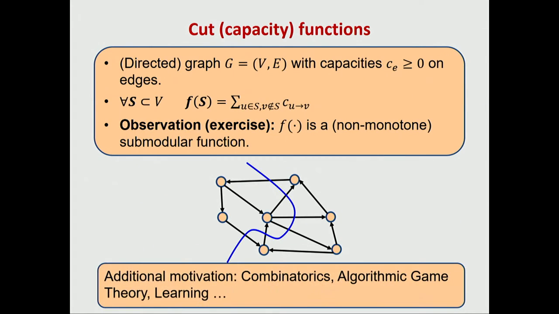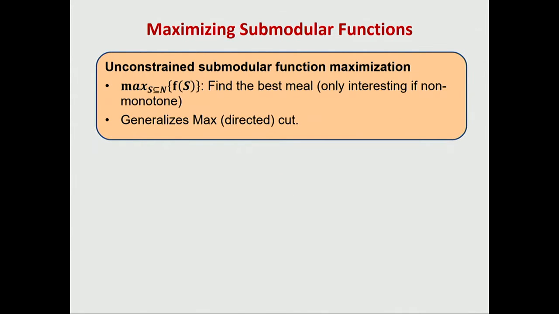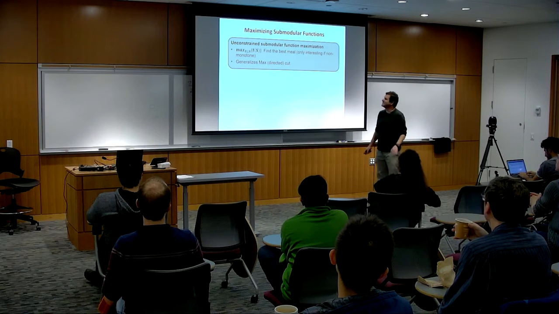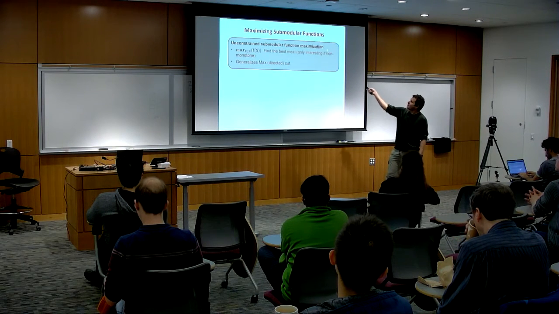So there is a lot of motivation for submodular functions. Most of it I don't even know, but in combinatorics, algorithmic game theory, the value of items, learning and game theory, all over the place there are submodular functions. So what can we do with a submodular function, or with a function in general? We can either maximize it or minimize it. And since maximization is much more fun, here we will only maximize a submodular function. It's also very interesting to minimize submodular functions, but here we will deal only with maximization.